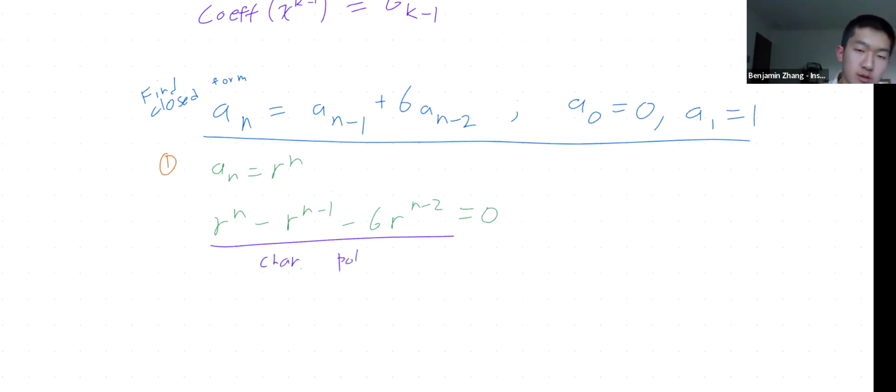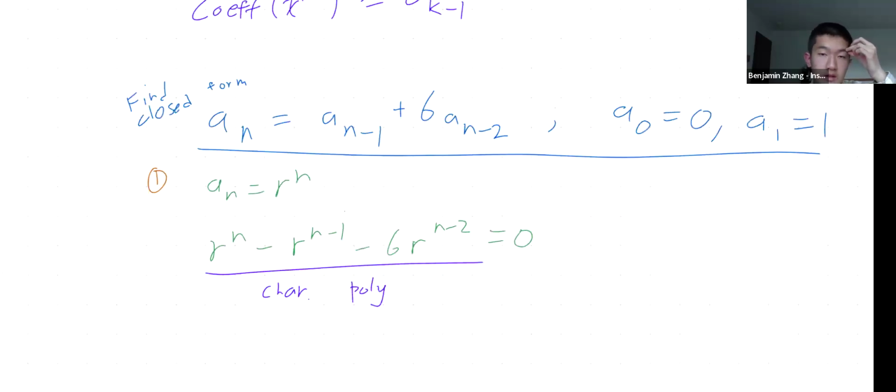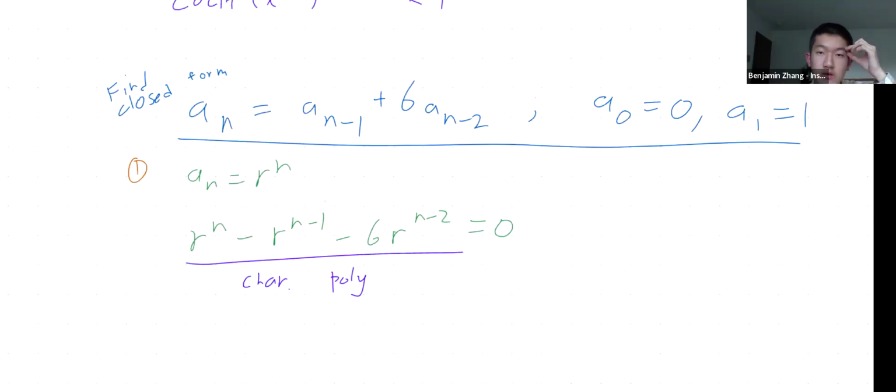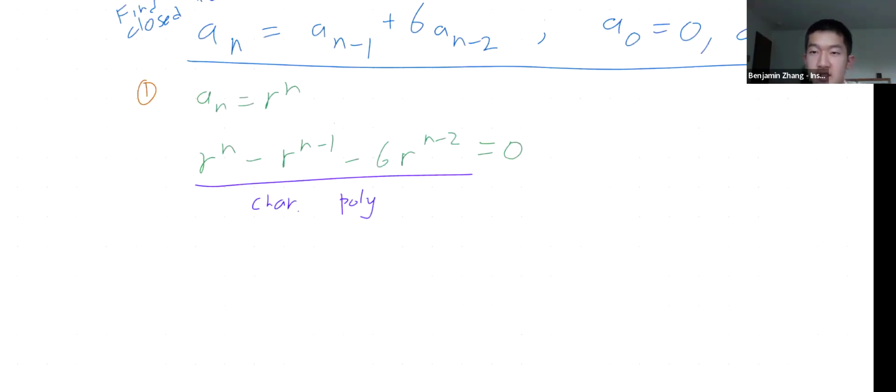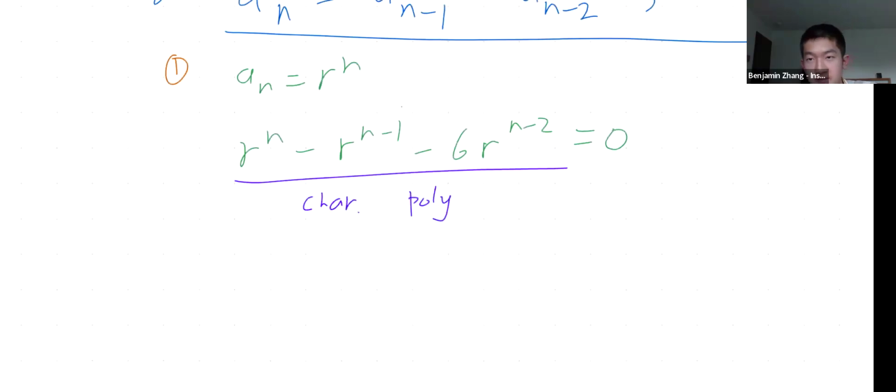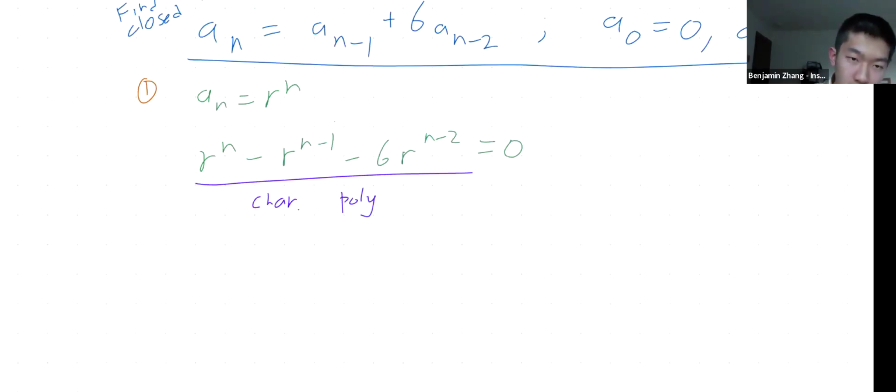And from here, can someone tell me what r is? Anyone? R equals 3, -2. Yeah. Okay. So yeah, it's just a basic quadratic. R squared minus r minus 6 equals 0. So the roots are r equals 3 and r equals -2.